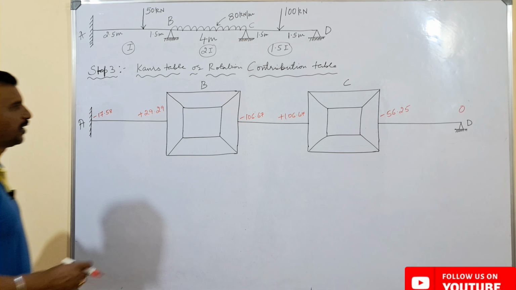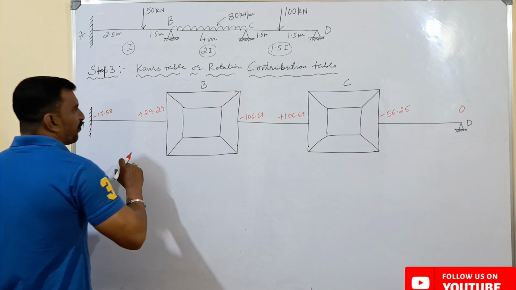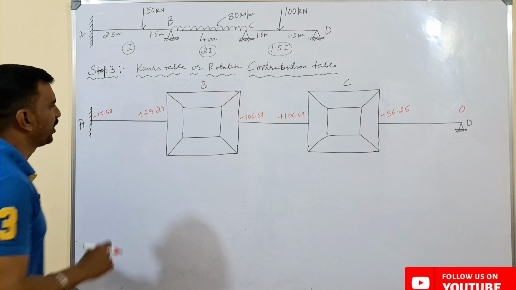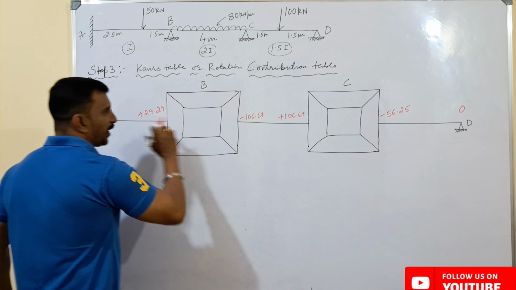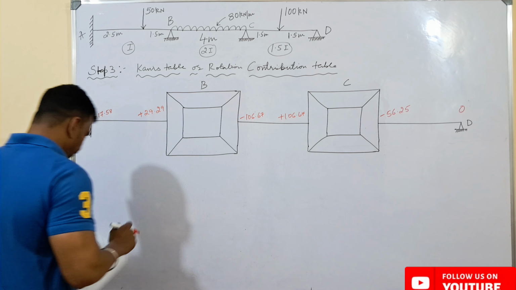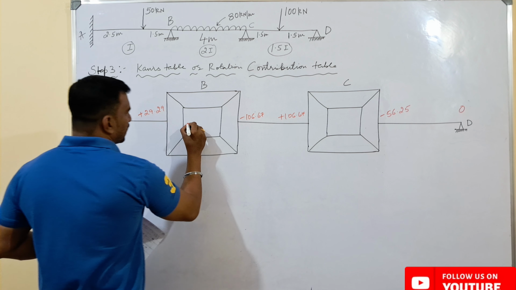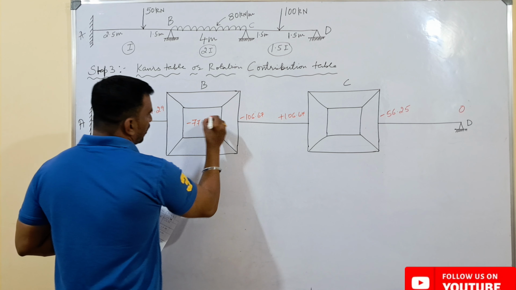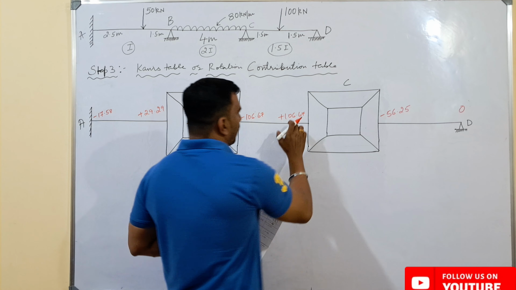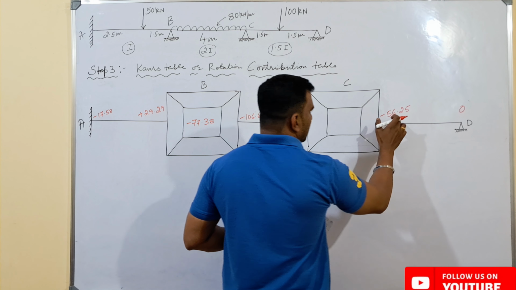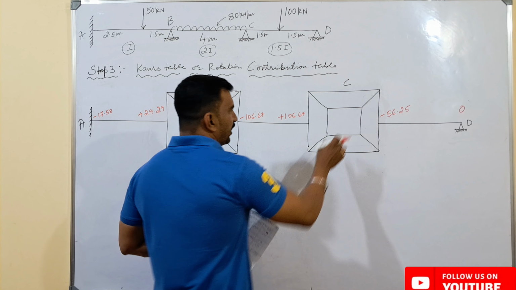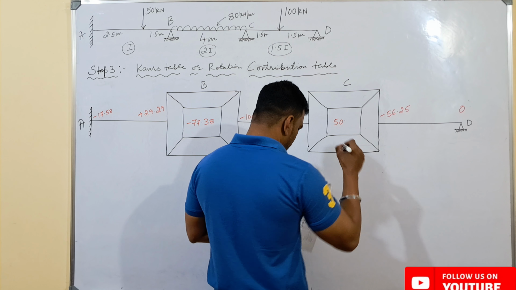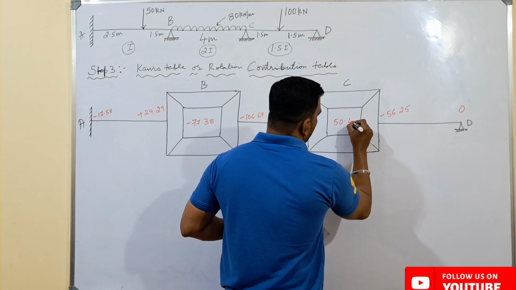In the construction of Kani's table, first we have to take the summation of the fixed end moments about this joint here. So, plus 29.29 and minus 106.67 will be equal to minus 77.38. Similarly, here plus 106.67 minus 56.25 at joint C will be 50.42.